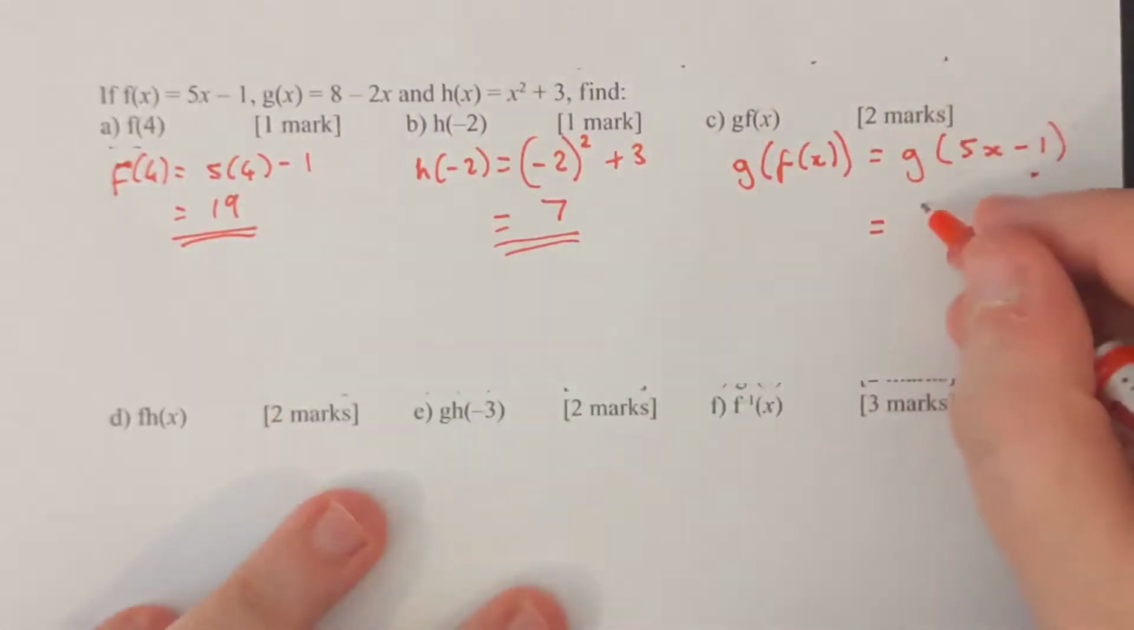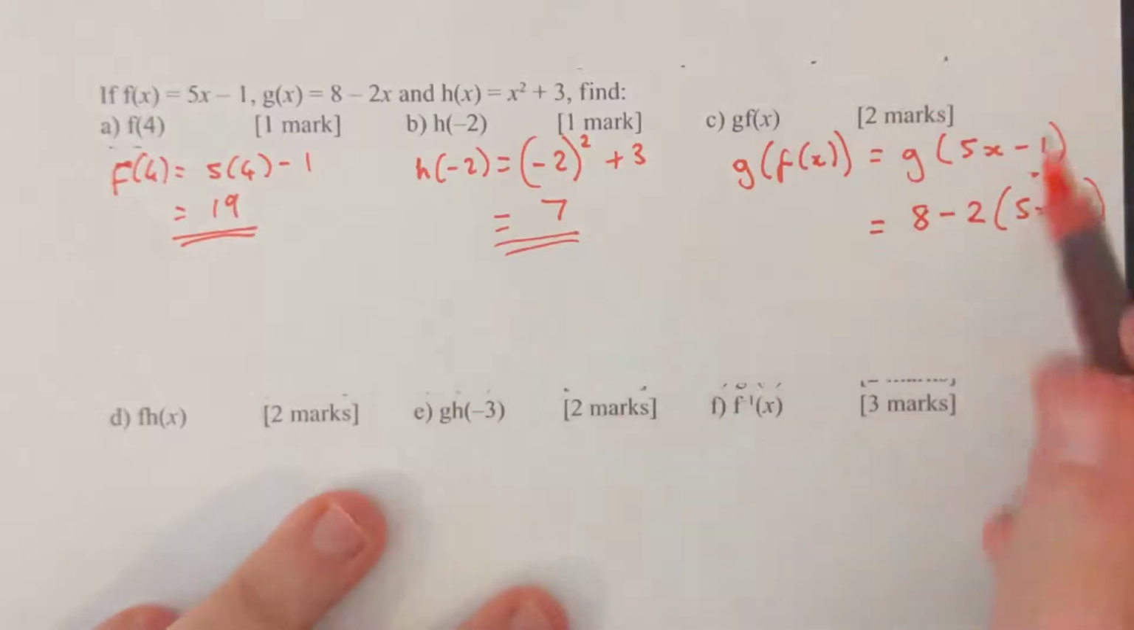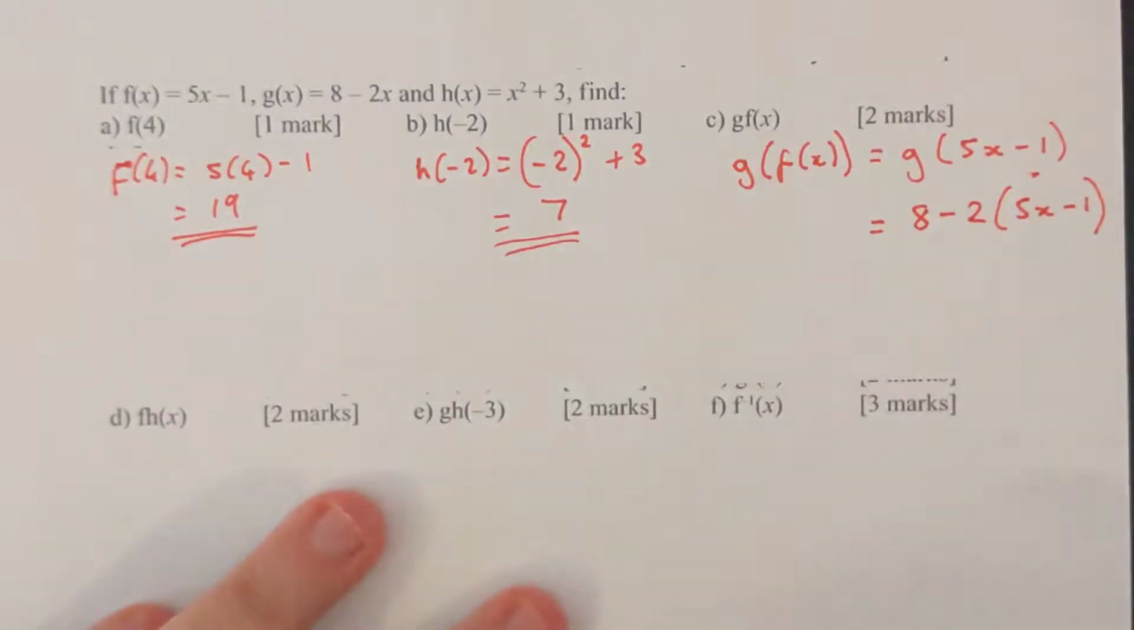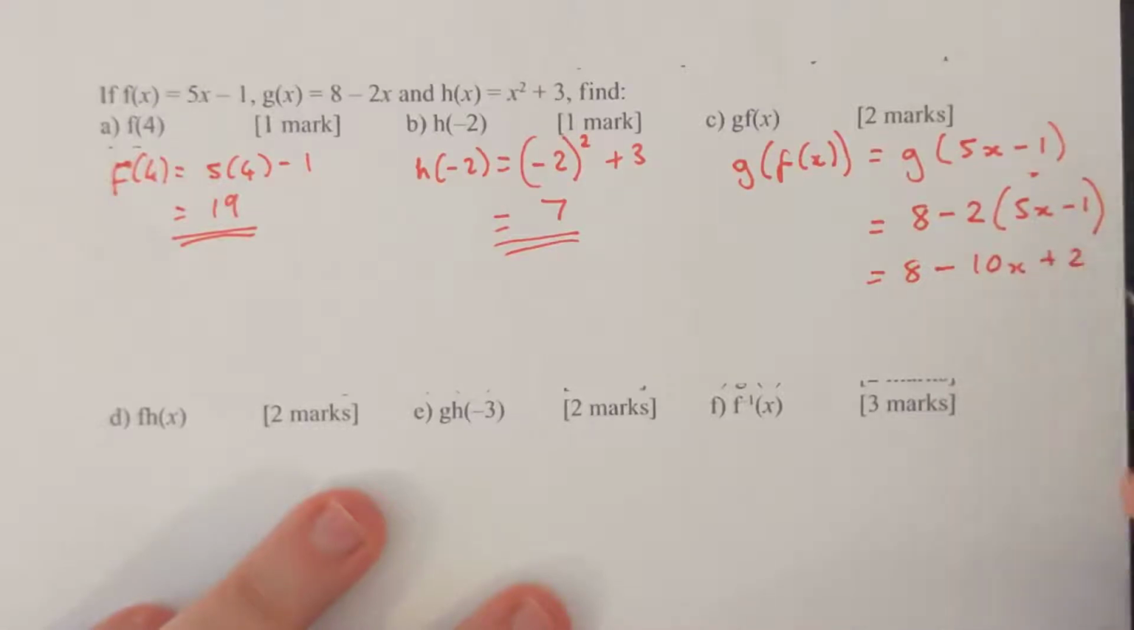So I have 8 minus 2 times 5x minus 1. That's 8 minus 2x, where x has become 5x minus 1, because my function isn't of x anymore, it's of 5x minus 1. I then simplify, so that's 8 minus 2 times 5x is minus 10x, minus 2 times minus 1 is plus 2, and I get 10 subtract 10x.